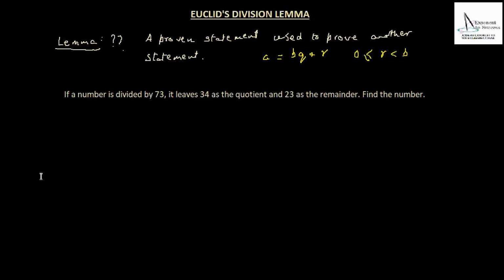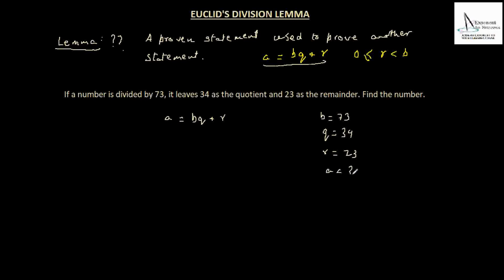So the question that we have is that if a number is divided by 73, it leaves 34 as the quotient and 23 as the remainder, and we have to find what that number was. So let's write the general form of Euclid's division lemma. We know that a is equal to bq plus r. In this case, the number is being divided by 73, so obviously b has to be 73, which is the divisor. q is the quotient, and the quotient is given as 34. And r is the remainder, which is given as 23. And we have to find what a is.